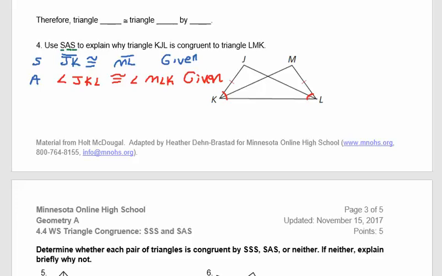Okay, now we need another side. So another side of our two triangles, we need to know that either JL is congruent to MK, but that wouldn't be the included angle then, because the angle is touching side JK and side KL. So we need to show that this side is congruent to this side. They're the same side. So we can use the reflexive property to say that KL is congruent to, you could call it LK if you want, or KL again, and they are congruent by the reflexive property. So again, they share a side, so then you're using the reflexive property to say that they are congruent to themselves.